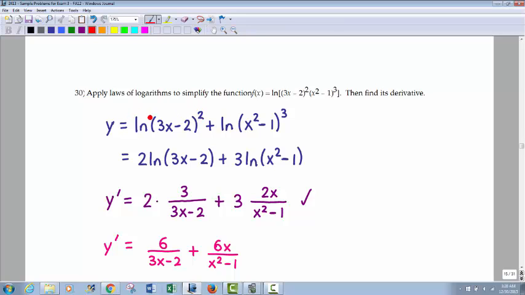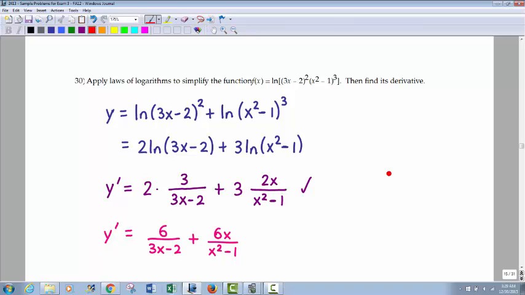You can bring down this outer exponent, this 2. So anytime the entire argument has an exponent, it can come down. That 3 can come down. Now you don't go inside the parentheses hunting for exponents. You can't go in there and extract that square out.